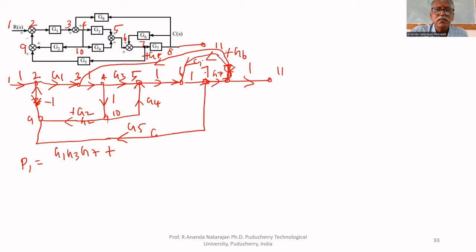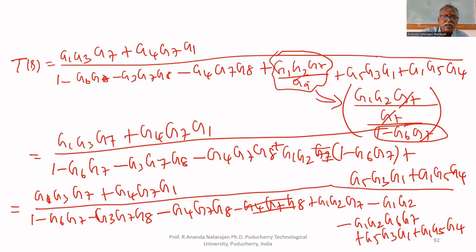That is G6. Okay. Now forward path. This is one forward path: G1, G3, G7 plus G1, G4, G7. What is the numerator? G1, G3, G7 and G1, G4, G7.